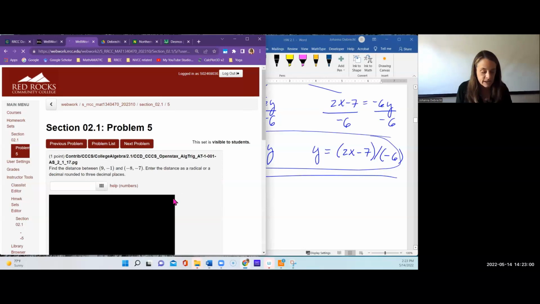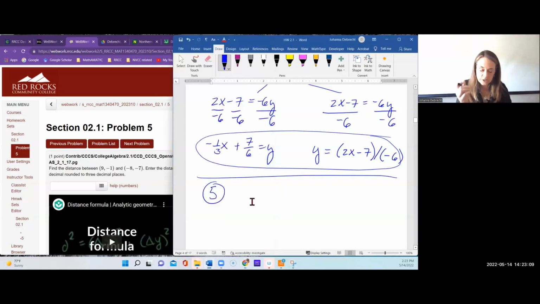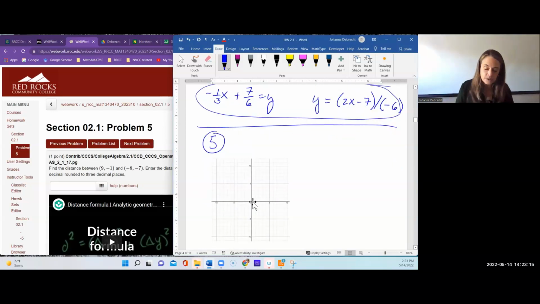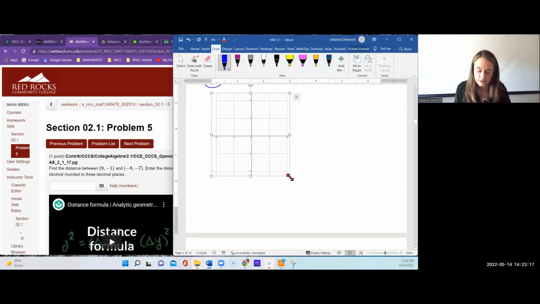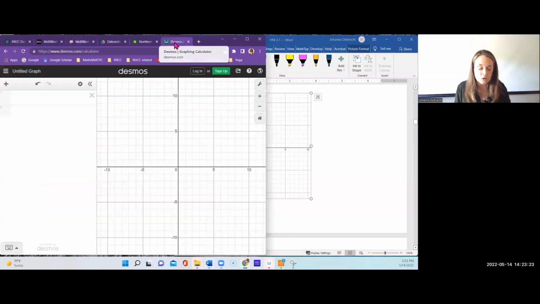Looking at number 5, it says find the distance between 9, -1 and -8, -7. So when I'm looking at those, I want to go ahead and graph my points. Now I have used Desmos in order to get a graph grid out here. So let me show you what Desmos is. Desmos is something you can Google, and it's an online graphing calculator and calculator utility that you can use. It's free. It's desmos.com. I simply came out here and took a snapshot of this page and then pasted it over here.